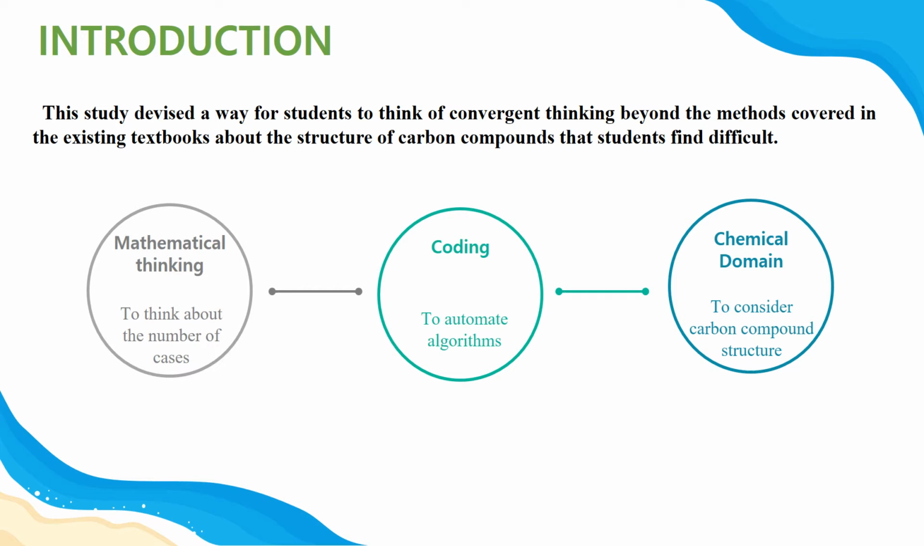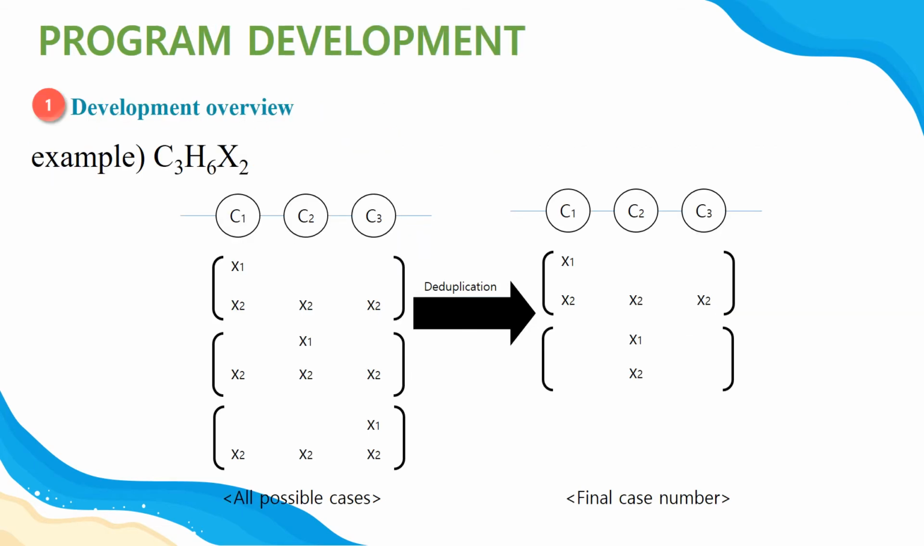Therefore, this study developed computer programs to which the above two methods are applied by utilizing the Python program. The development of this program not only emphasizes chemical knowledge in the chemistry domain, but also promotes convergent thinking. It is expected that this will solve the difficulty of student learning that the existing chemistry textbook could not solve. It is necessary to extract the necessary algorithm before developing the program.